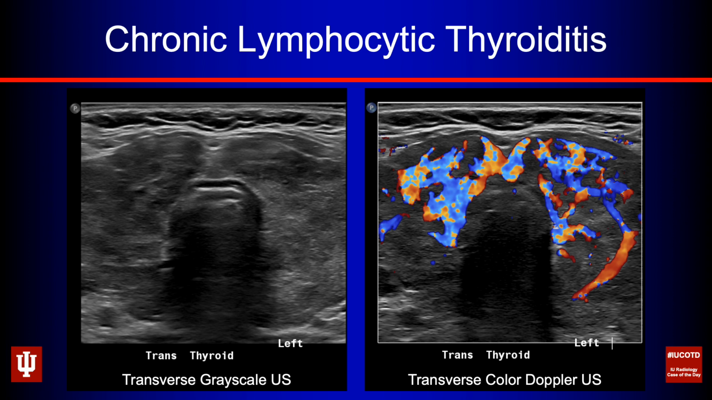Here's a nice case on ultrasound of what it looks like. You can see diffuse enlargement of the thyroid on the grayscale image. It's very hypoechoic, and then you put on your color Doppler and look how vascular this is. So that's a good look for chronic lymphocytic thyroiditis. The imaging is suggestive. You need the serology to confirm it.